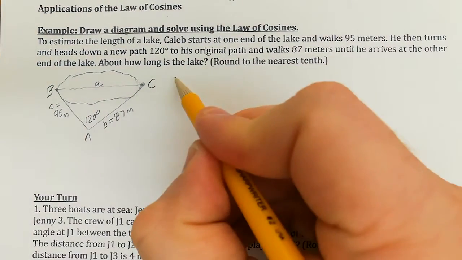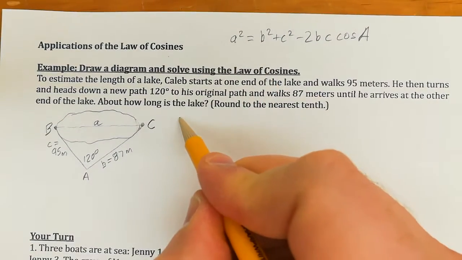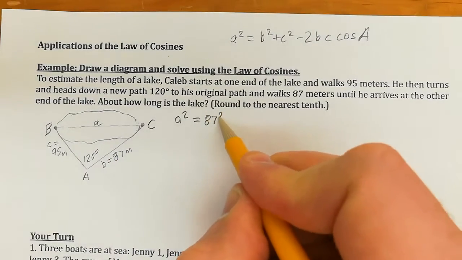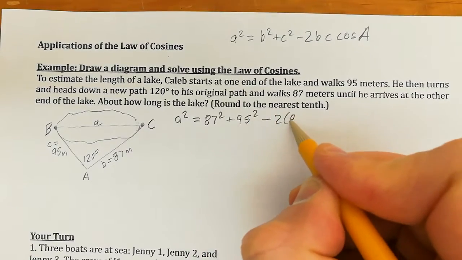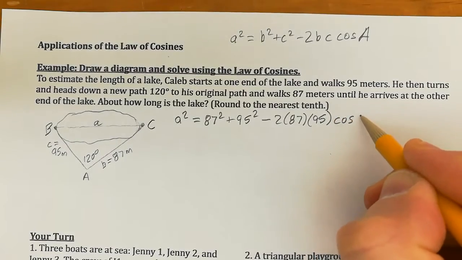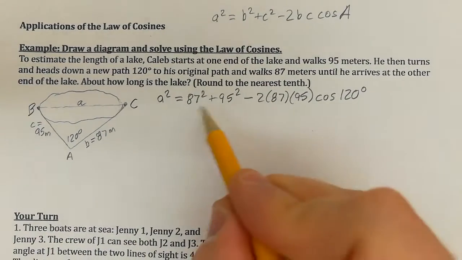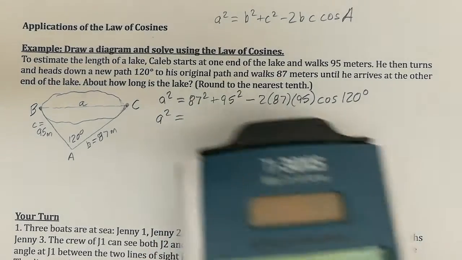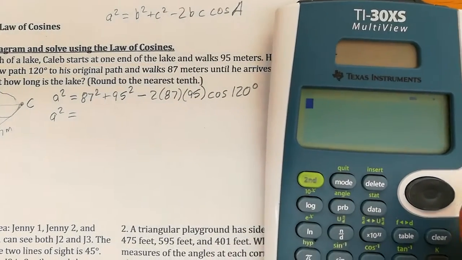So let's write out that, well, I have the formula up here, so I might just go ahead and fill it in right here. So a squared, well, we don't know a. B is 87. C is 95. And then those also go in these two spots. And then angle A is 120 degrees. So now we just go ahead and simplify this side. There's different ways you could do this. I try to not put decimals in until the very end because we get a nice precise answer that way.